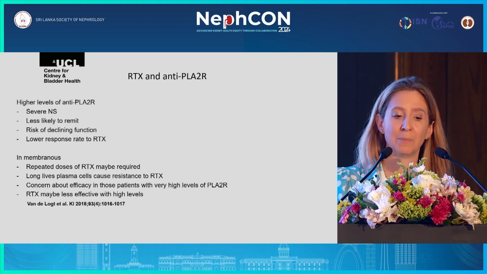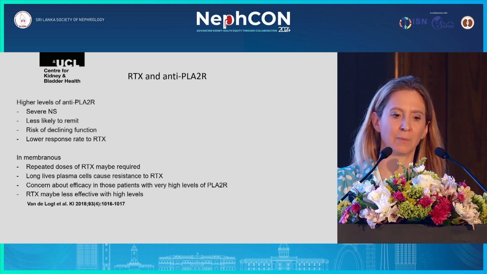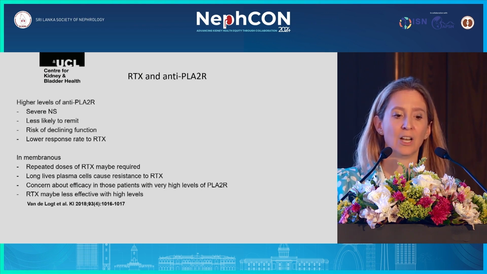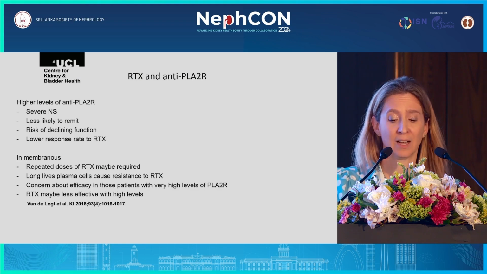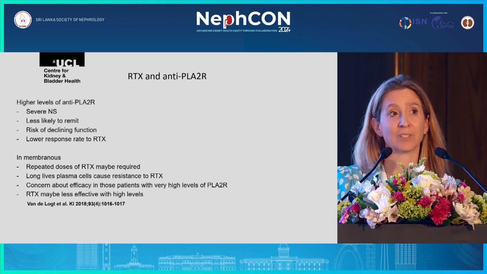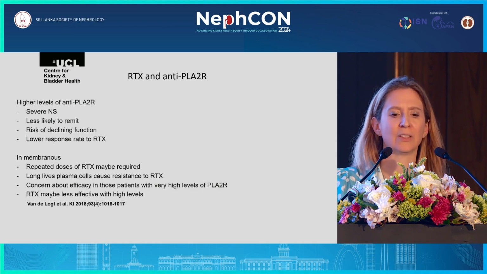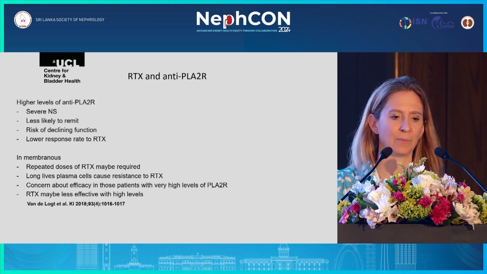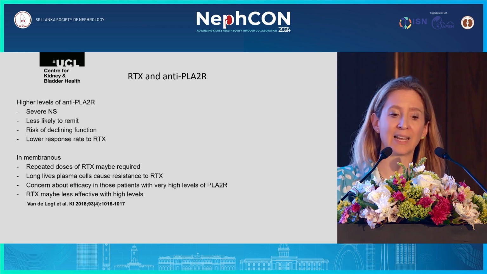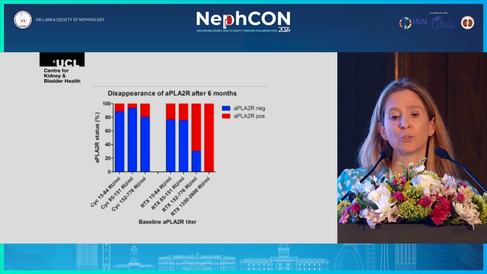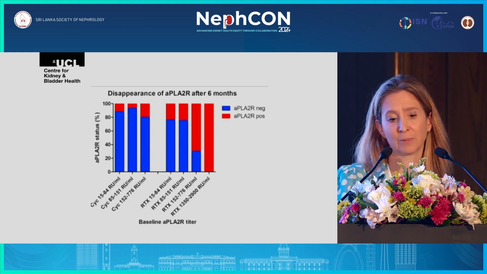So we know in membranous, repeated doses of rituximab may be required. Long-lived plasma cells hang around. They're likely to cause resistance to rituximab, and there's definite concern about the efficacy of B-cell depletion therapy in those patients with very high levels of antibody. As we know, rituximab may be less effective with high levels, and this was shown actually in an early study published a number of years ago.